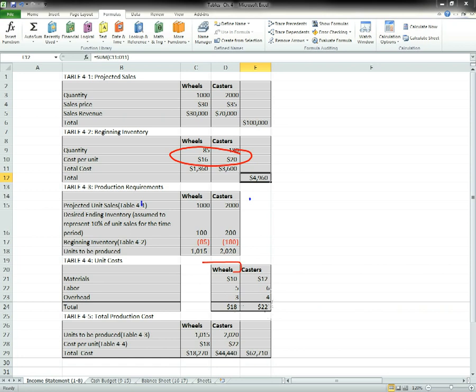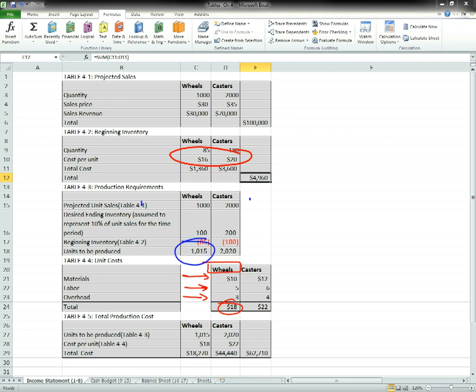Let's just deal with wheels for right now. The materials cost is $10. The labor cost is $5 per unit. The overhead is $3 per unit, so a total of $18. We'll go through the same methodology for the casters, and on the basis of this we're going to develop our total production costs. So these are the costs we're going to incur per unit.